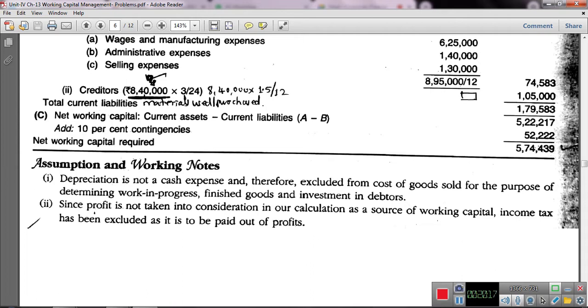Since profit is not taken into consideration in our calculation as a source of working capital, income tax has been excluded as it is to be paid out of profits. Earnings before taxes, or PBT, profit before taxes, is also a profit. So we need to ignore the taxes also.